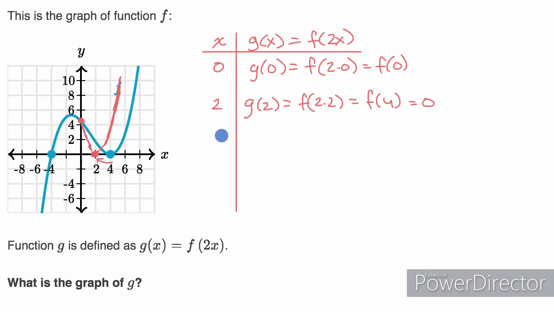Well, think about what g of negative 2 is. g of negative 2 is equal to f of 2 times negative 2, which is equal to f of negative 4, which we see is also equal to 0. So g of negative 2 is 0.